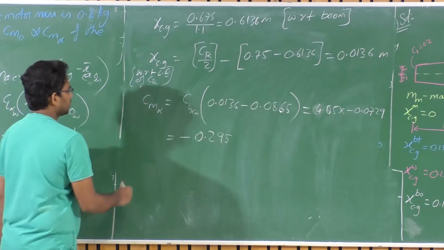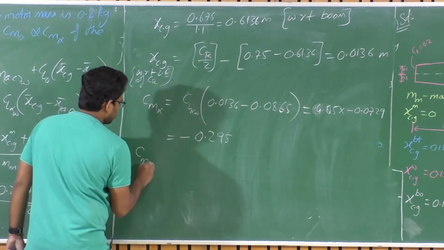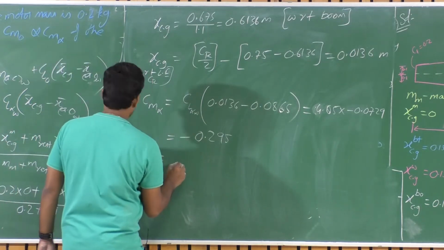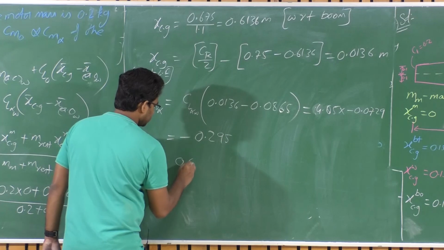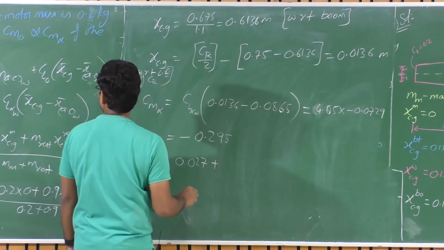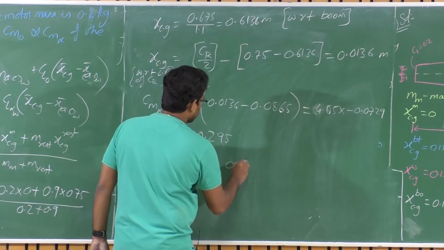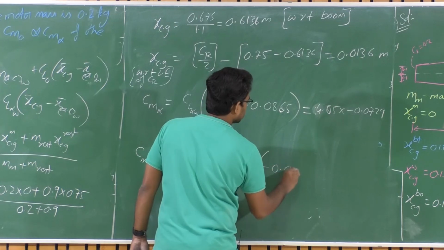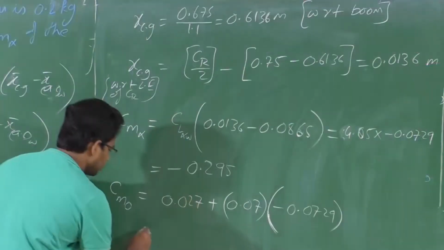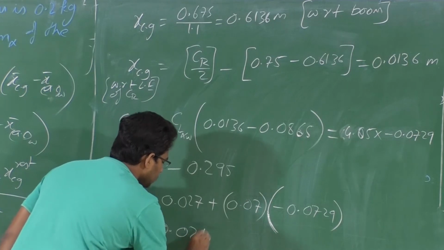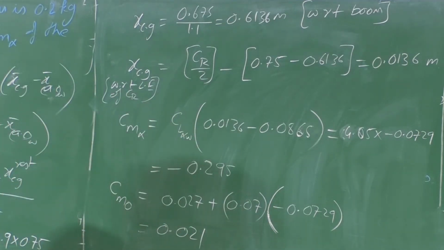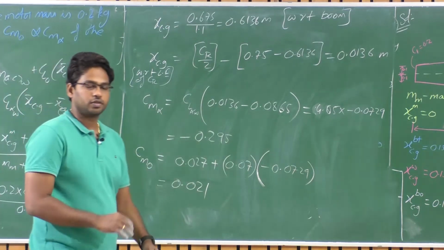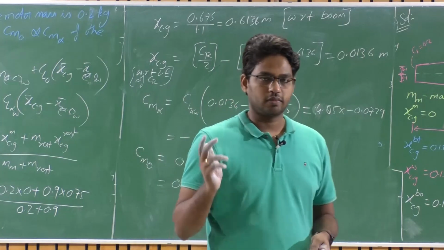Cm alpha is minus 0.3, and then Cm naught for this motor is Cm AC, which is 0.027, plus CL naught of the configuration, which is 0.07, multiplied by this particular difference, which is minus 0.0729, right? This equals 0.021. So Cm naught is positive in this case and Cm alpha is negative. That satisfies the static stability conditions. Yeah, thank you.